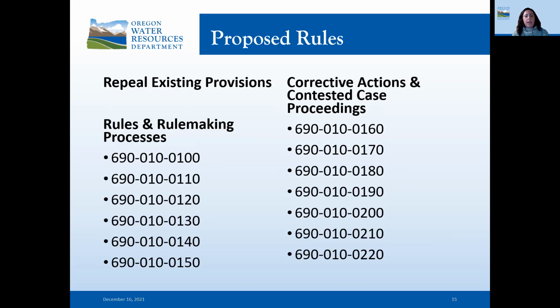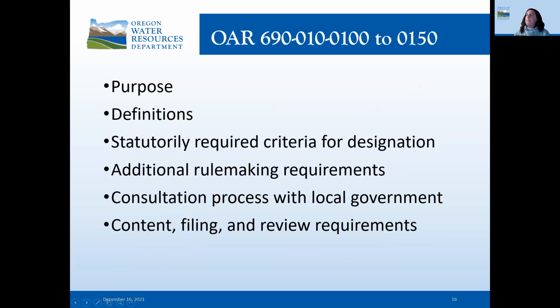I've broken them out into two main categories, sort of similar to how we talked about the statutes. Those relate to new provisions that relate to the critical groundwater area rules and the rulemaking processes, and new provisions that relate to critical groundwater area corrective actions and contested case proceedings. So this is just a list of the proposed rules here. I kind of grouped them together. So this is sections 100 to 150, which are represented by these bullet points, which I'll expand on a little bit further here.